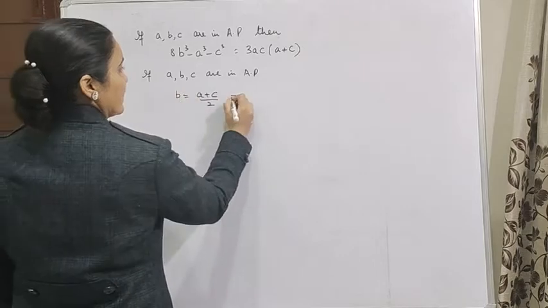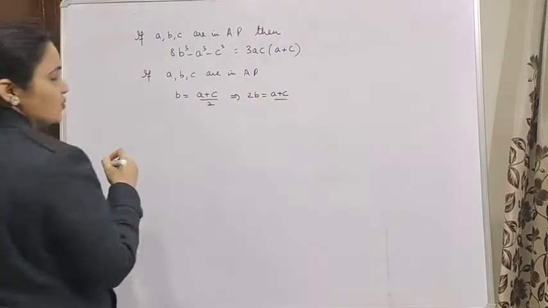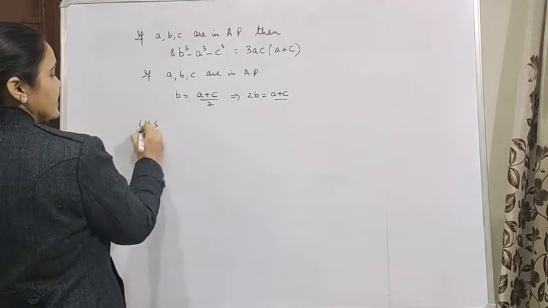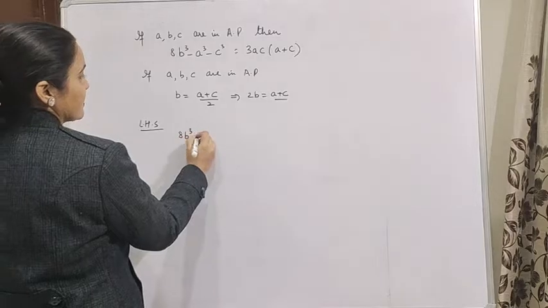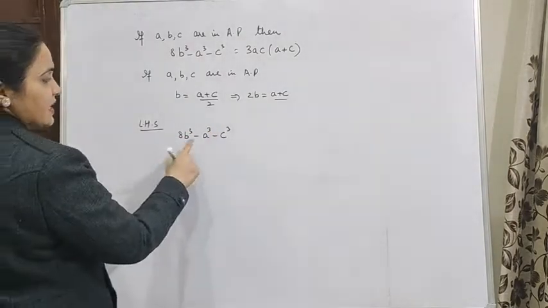So we have the value 2B equal to A plus C. Let us now put the value of B in this equation. So let us take the left hand side. The left hand side is 8B cube minus A cube minus C cube. Let us now calculate this.